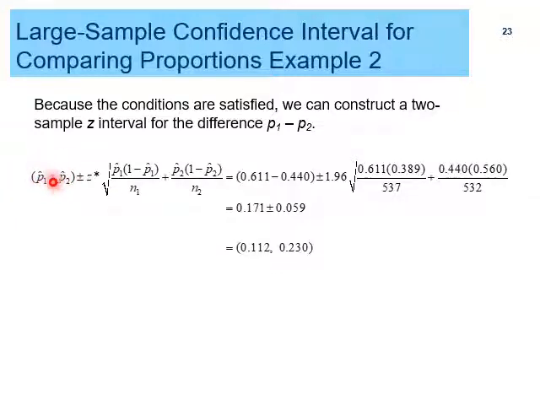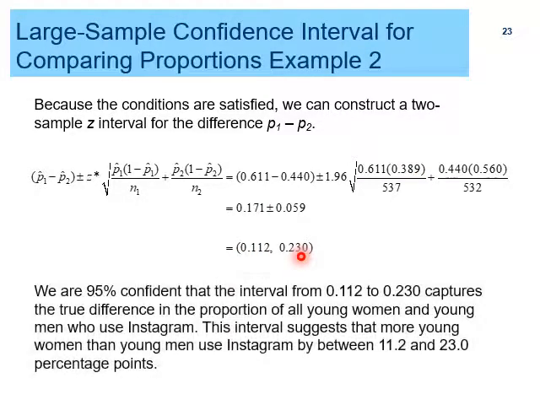So it's P1 hat minus P2 hat plus or minus Z critical times the standard deviation formula, and we will put all the values in it, and we get the interval 0.112 to 0.230. And now we are saying that we are 95% confident that the interval from 0.112 to 0.230 captures the true difference in the proportion of all young women and men who use Instagram. This interval suggests that more young women than young men use Instagram by between 11.2 and 23 percentage points.